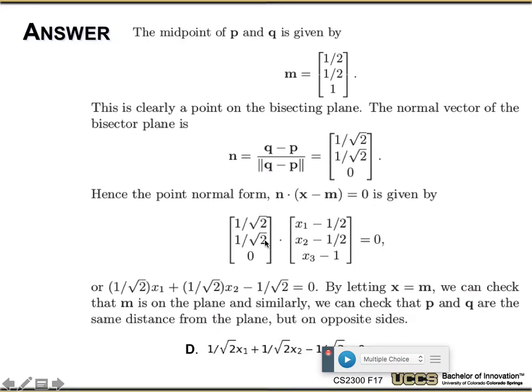Here I have n dot x minus m, so I put the x's in as little literal letters, right? And I get the equation that comes out of that, which is 1 over the square root of 2 x1 plus 1 over the square root of 2 x2 minus 1 over the square root of 2. So the correct answer was D.